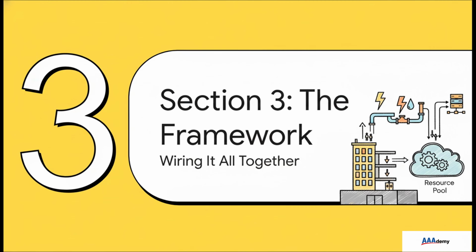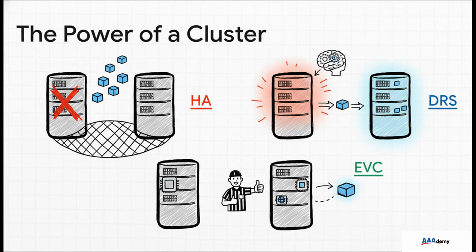This section is all about configuring our networking and storage to turn a bunch of isolated servers into a single, powerful, and resilient pool of resources. And this is where the real magic of creating a cluster comes in. High availability, or HA, is basically your automated safety net. If a physical server just dies, its virtual machines automatically restart on the other healthy hosts.